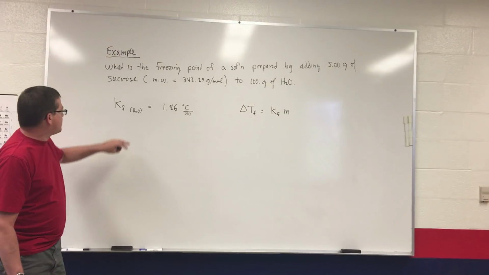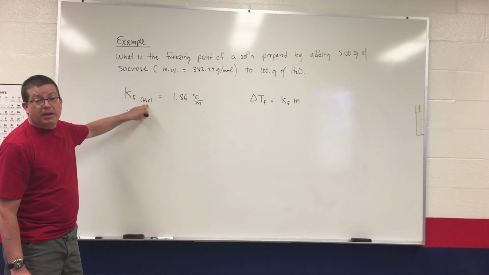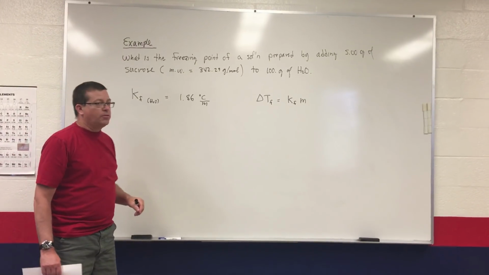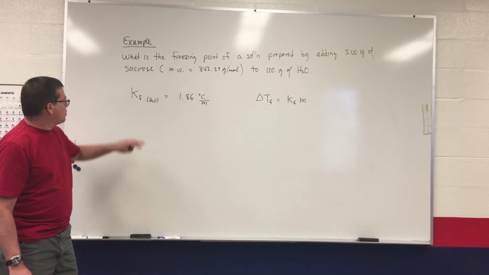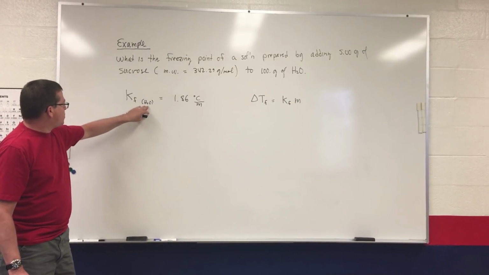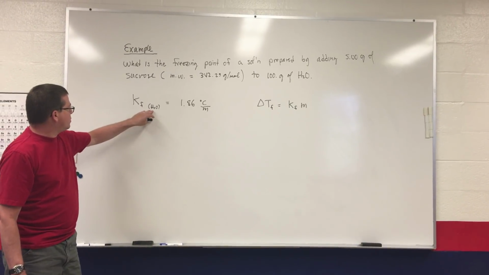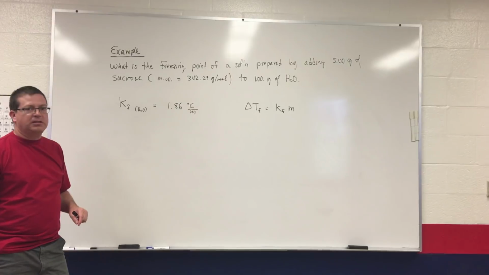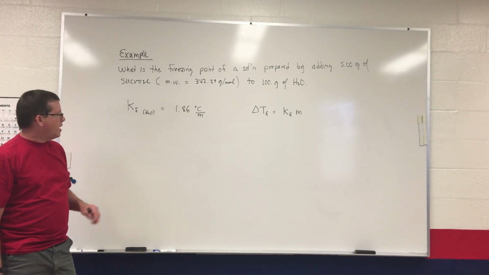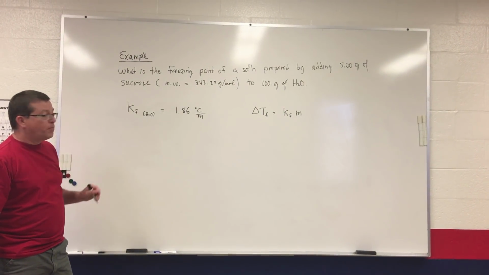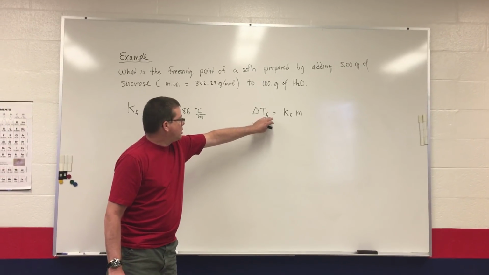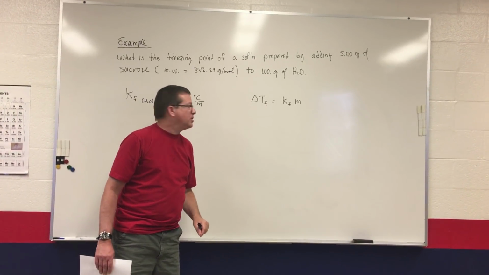Now, the freezing point depression constant is going to be dependent upon the solvent. So in this particular case, the solvent is water. So I would go and look up the freezing point depression for my particular solvent, which is water, and I find it to be 1.86 degrees Celsius per molal. All right, so now that I've got the Kf for my solvent, I can use my freezing point depression equation to calculate the delta T.